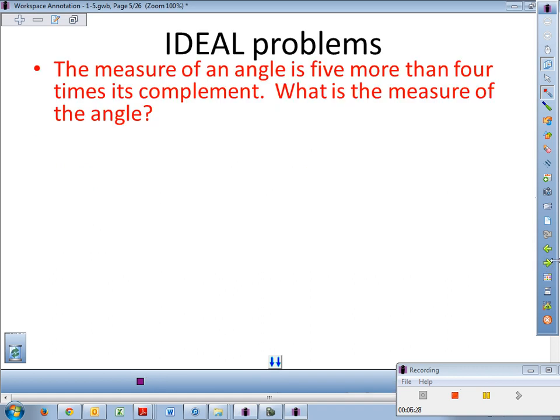Don't they give us a problem here that says the measure of an angle is 5 more than 4 times its complement. What is the measure of the angle? Is that what your problem says? So let's do this. Let's identify the question. And you will put these off to the side. Capital I. This is the I step in IDEAL. I stands for identify the question.